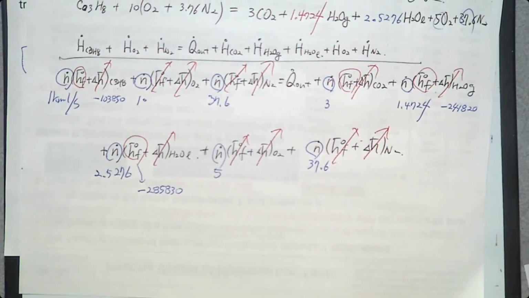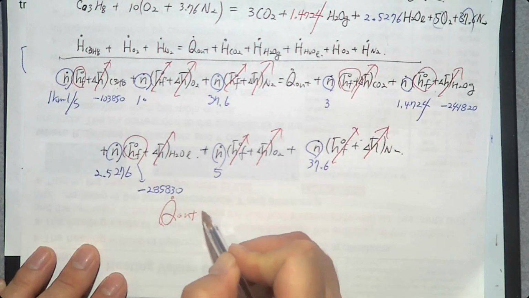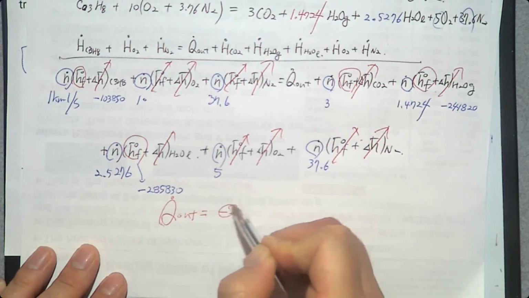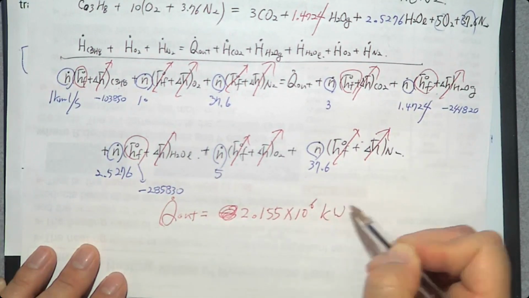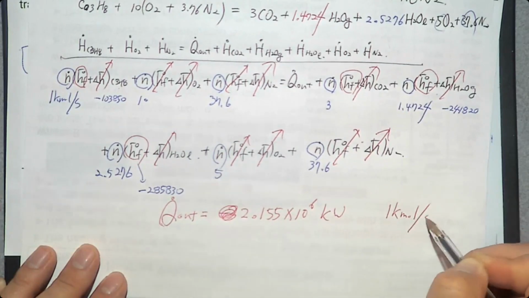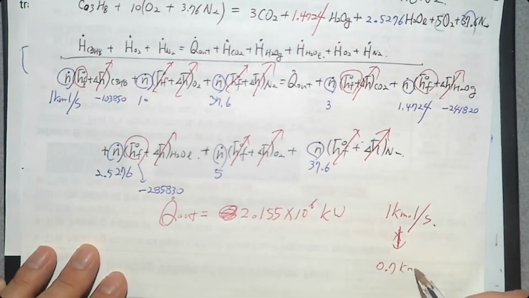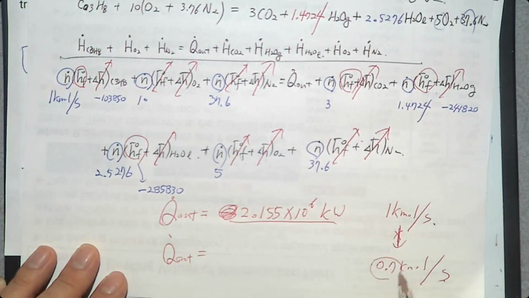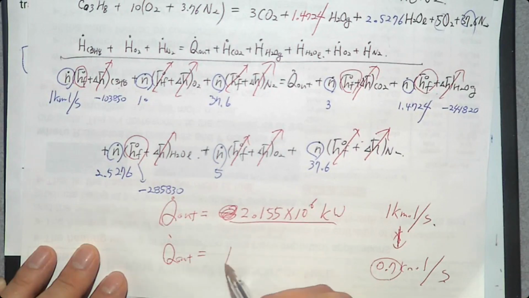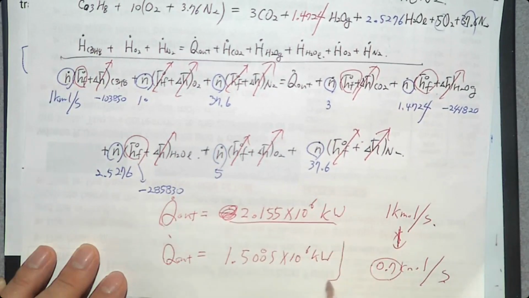Can you determine Q dot out? Yes, we can. From this equation, Q dot out is going to be minus 2.155 times 10 to the 6 kilowatt. But this one is for 1 kilomole per second. So we need to multiply, because we have 0.7 kilomole per second. So Q dot out is going to be this one multiplied by 0.7, 1.5085 times 10 to the 6 kilowatt.